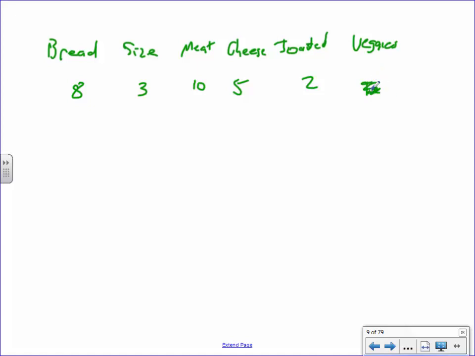Would you like tomatoes? Yes or no? Would you like cucumbers? Yes or no? Would you like lettuce? Yes or no? You're actually being asked, it's 2 to the 12. Good job. It's 2 to the 12. You're being asked a yes or no question 12 times. Make sense?